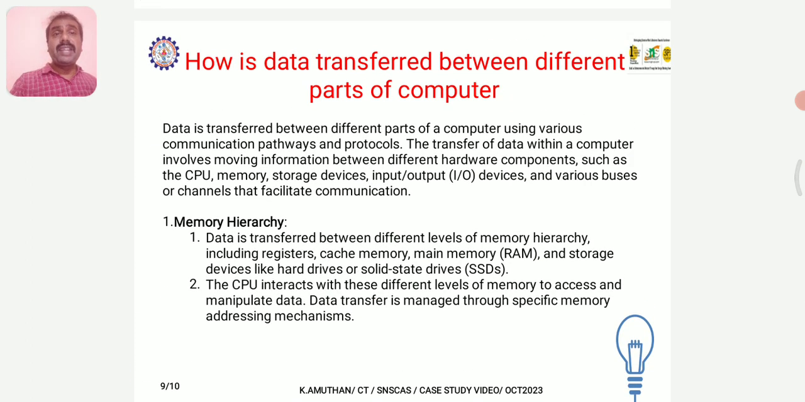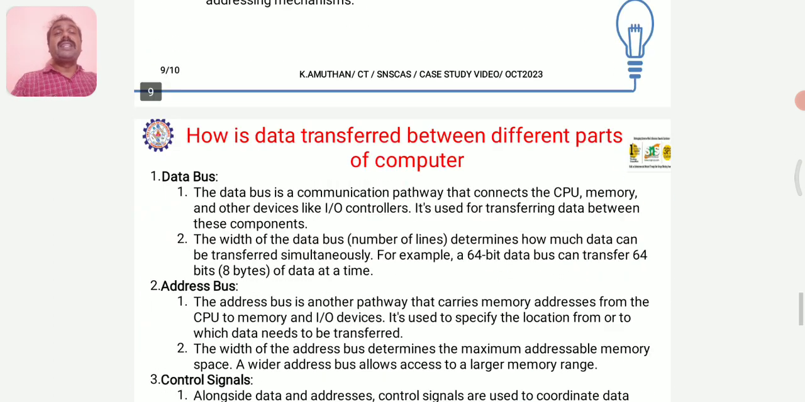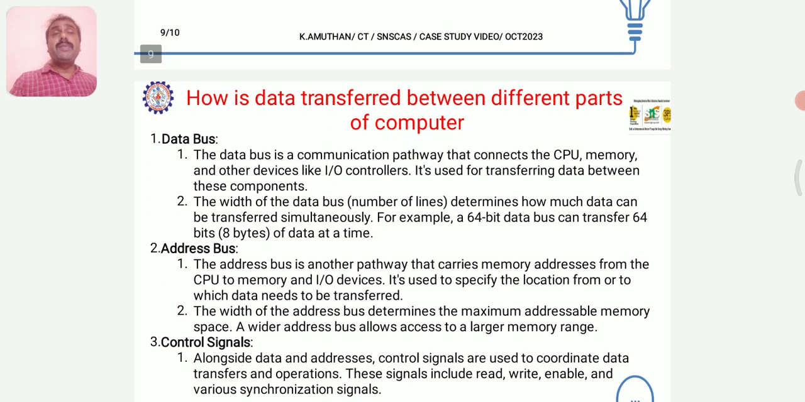How the data can be transferred. Memory hierarchy: the data transfer between the levels of the memory hierarchy, including cache memory, main memory, and storage devices like hard disks and solid state drives. The CPU interacts with different levels of memory to access and manipulate the data. So how can the data be transferred using the bus? The data bus transfers the data. The address bus fetches the address and passes it to the next level. Then control signals, along with data and address: the control signals are used to coordinate data transfer and operations.